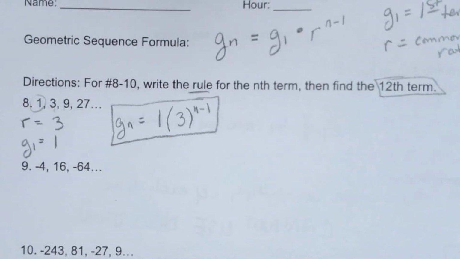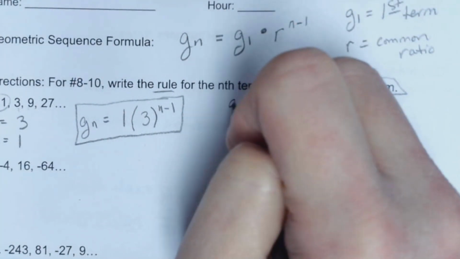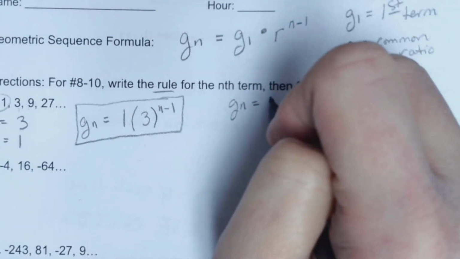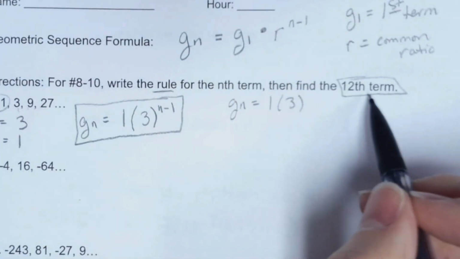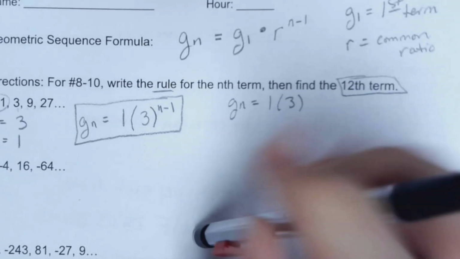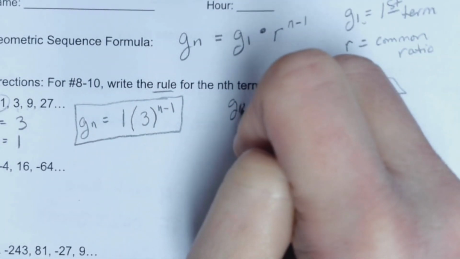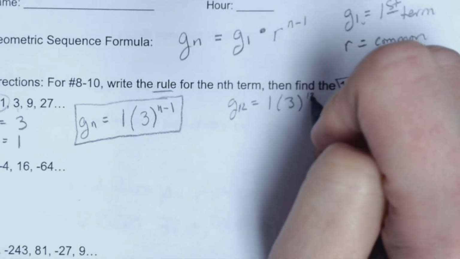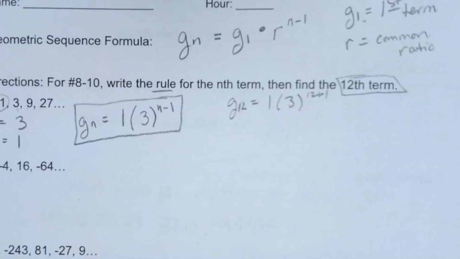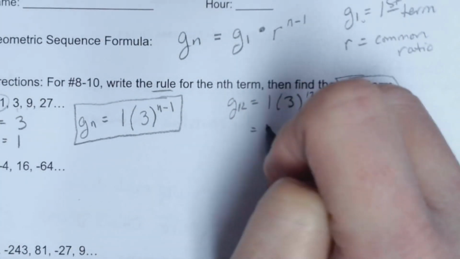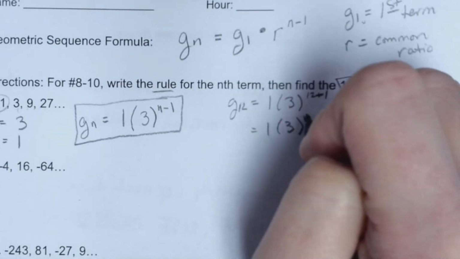That right there is your rule. Okay? So, here's the work that you do need to show. We have Gn equals 1 parentheses 3, and we're looking for the 12th term. Okay, so let's actually change out this n and make it 12. So I'm going to have 12 minus 1 in exponent land. So I end up with 1 parentheses 3. 12 minus 1 is 11.